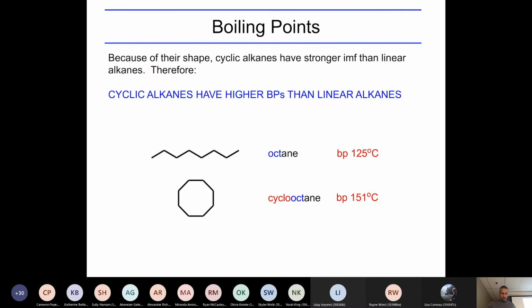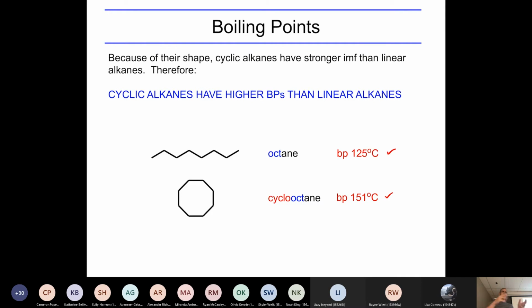Another one, we're going to talk about cyclic alkanes or cycloalkanes. A cycloalkane will always have a higher boiling point than the same linear carbon chain with the same number of carbons. So you see octane is 125, cyclooctane is 151. I find it hard to explain why this is the case in my own mind. Apparently this disc shape, though to me obviously it looks more ball shaped, however it is, these can interact more strongly with each other than the straight linear chains can.